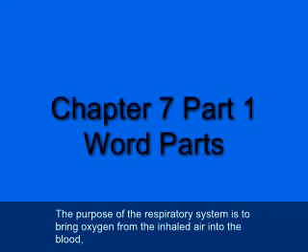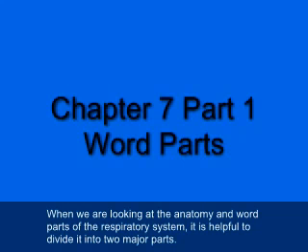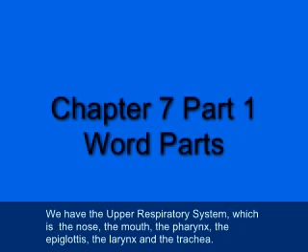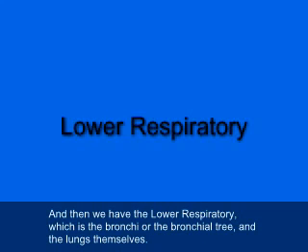The purpose of the respiratory system is to bring oxygen from inhaled air into the blood, to expel waste carbon dioxide, and to produce airflow that makes speech possible. And when we're looking at the anatomy and word parts of the respiratory system, it's helpful to divide it into two major parts. We have the upper respiratory system, which is the nose, the mouth, the pharynx, the epiglottis, the larynx, and the trachea. And then we have the lower respiratory, which is the bronchi, or the bronchial tree, and the lungs themselves.